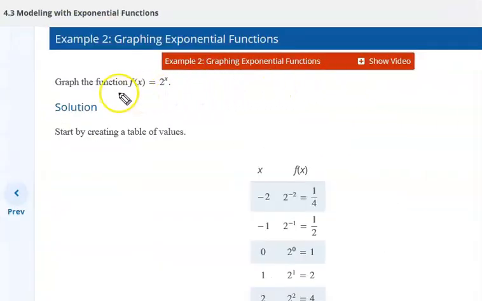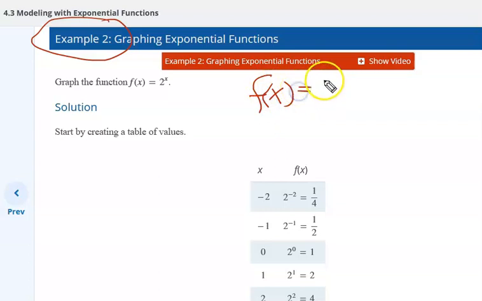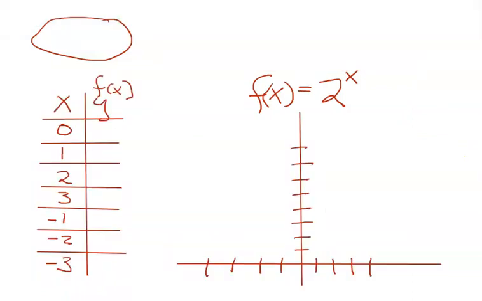Now, for example 2, we're going to graph the function f of x is equal to our base 2 to the x power. And we're going to go to the whiteboard for this, and we want you to sketch it in your notes as well. Now, shortly, we'll see a really well-made graph, but I want you to get the practice now of sketching this and doing this in your class notebook.